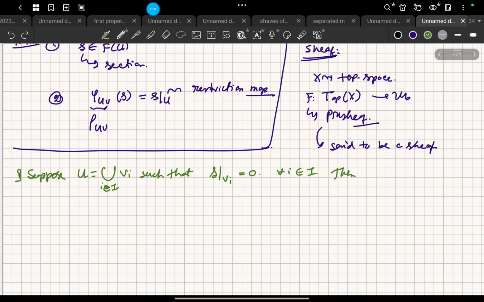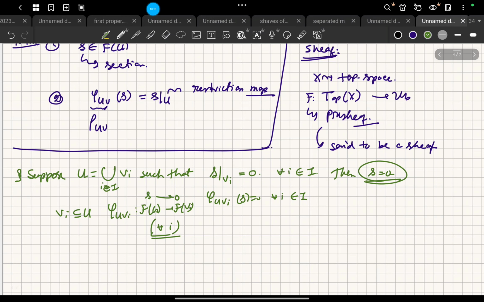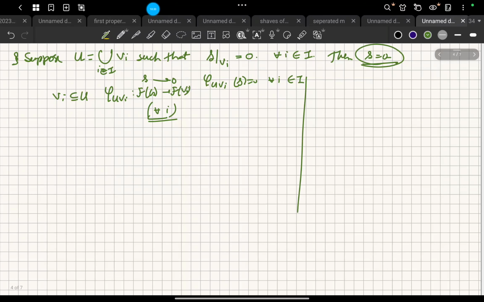Then what we can say? Then S is itself 0. That means phi u Vi of S is 0 for all i belonging to capital I. Note that Vi is a subset of U, right? So phi u Vi is a mapping from F of U to F of Vi, and this is for all i. Such a phi u Vi may exist. Now, if for every small i, S is mapped to 0 in each F of Vi, then S is itself 0. So you can have an implication here.